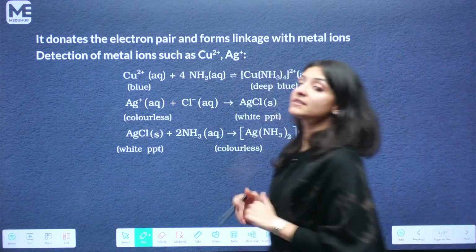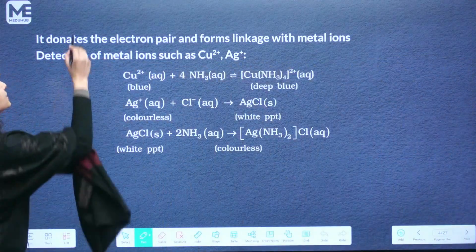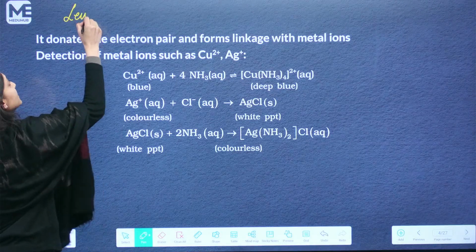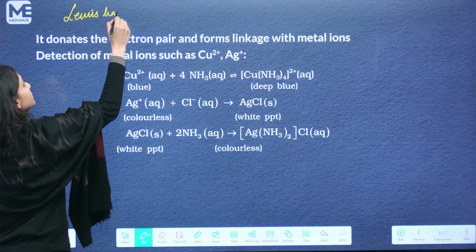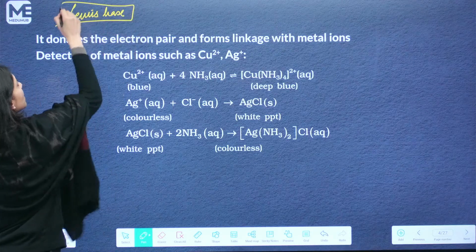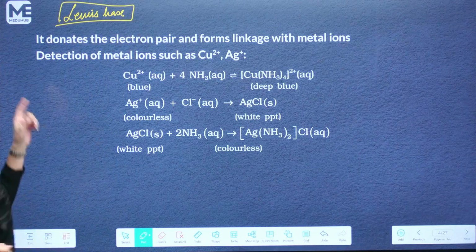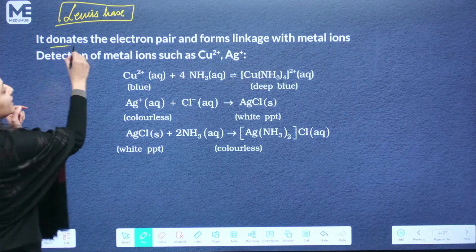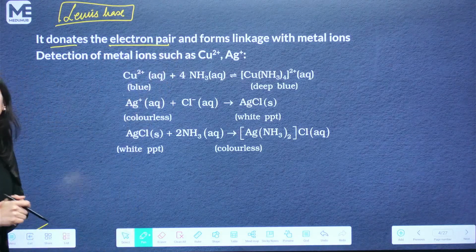Alright, so we have already discussed that it is basic. It is basic and it can be categorized as a Lewis base also. How is it a Lewis base? Because it can give or donate the electron pair and form a linkage with metal ions.